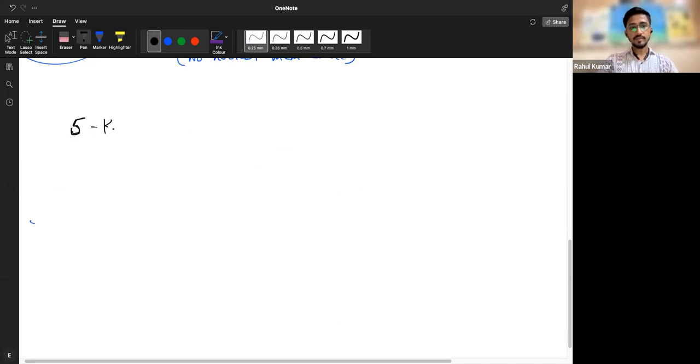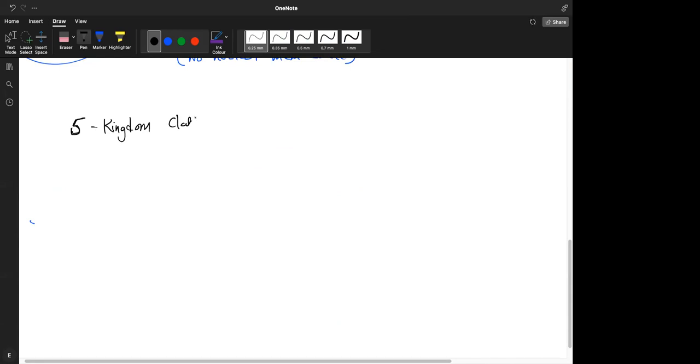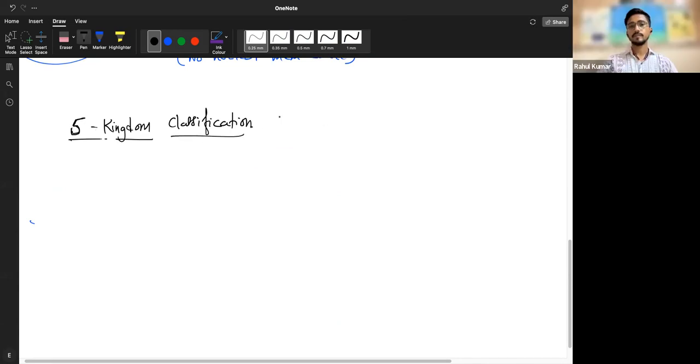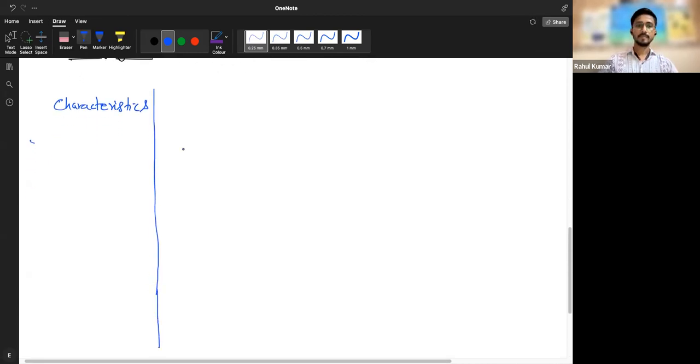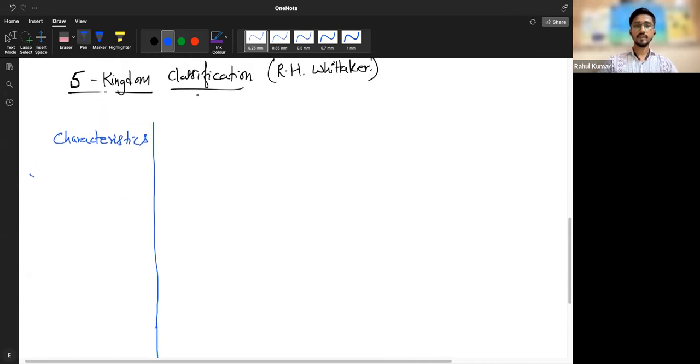Now this five kingdom classification was given by, you know who? R.H. Whittaker. Yes, Robert H. Whittaker. So he said, as you were told in the beginning, there has to be some characteristics on the basis of which we make the classification. So let's see what characteristics he used, and on the basis of them, there were 5 kingdoms.